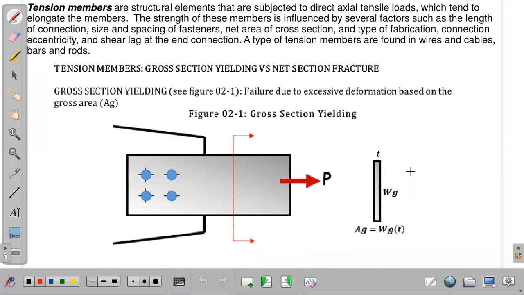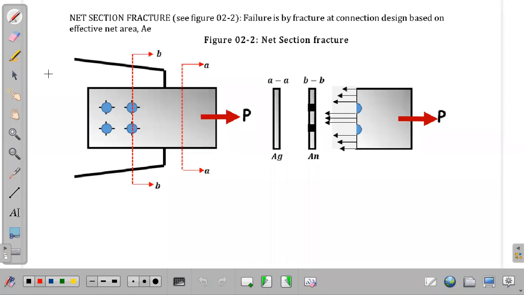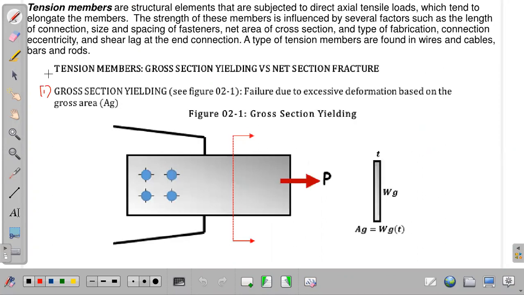Okay? So if we are going to talk about tensile strength ng member, we must consider how our member will fail. So under tension member, we will consider two possible failure or two limit state. Ito yung una, yung tinatawag nating gross section yielding. At yung pangalawa, yung tinatawag nating net section fracture. Okay, so yan yung dalawang possible failure na i-consider natin when we are going to talk about tension members.